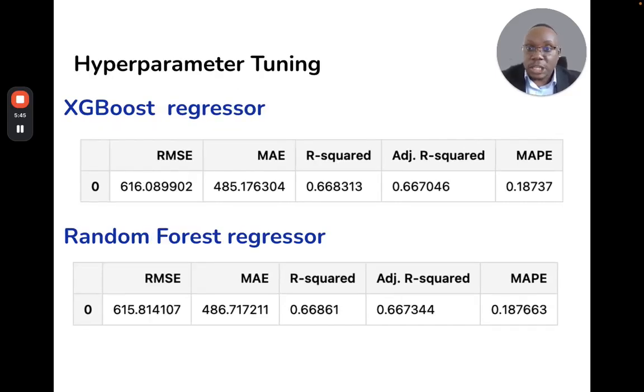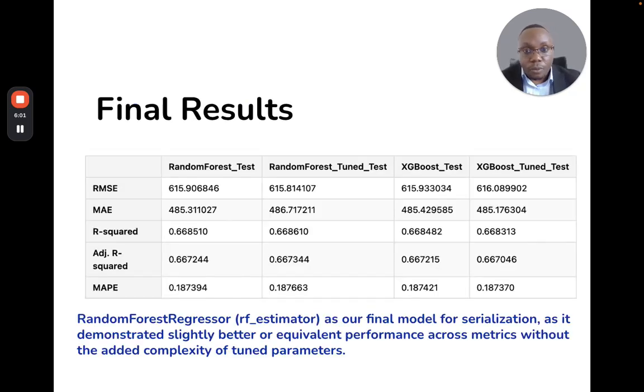So we had to move on and do some hyperparameter tuning for both models, and the results were not different at all. They were almost the same, with the 0.67 R squared and the mean absolute percentage error of 18.7%. So this is how the results look across the four models before hyperparameter tuning and after hyperparameter tuning, and they were pretty much similar. So we chose the random forest regressor, which had slightly better performance and without the complexity of hyperparameter tuning. So we chose the base random forest regressor.